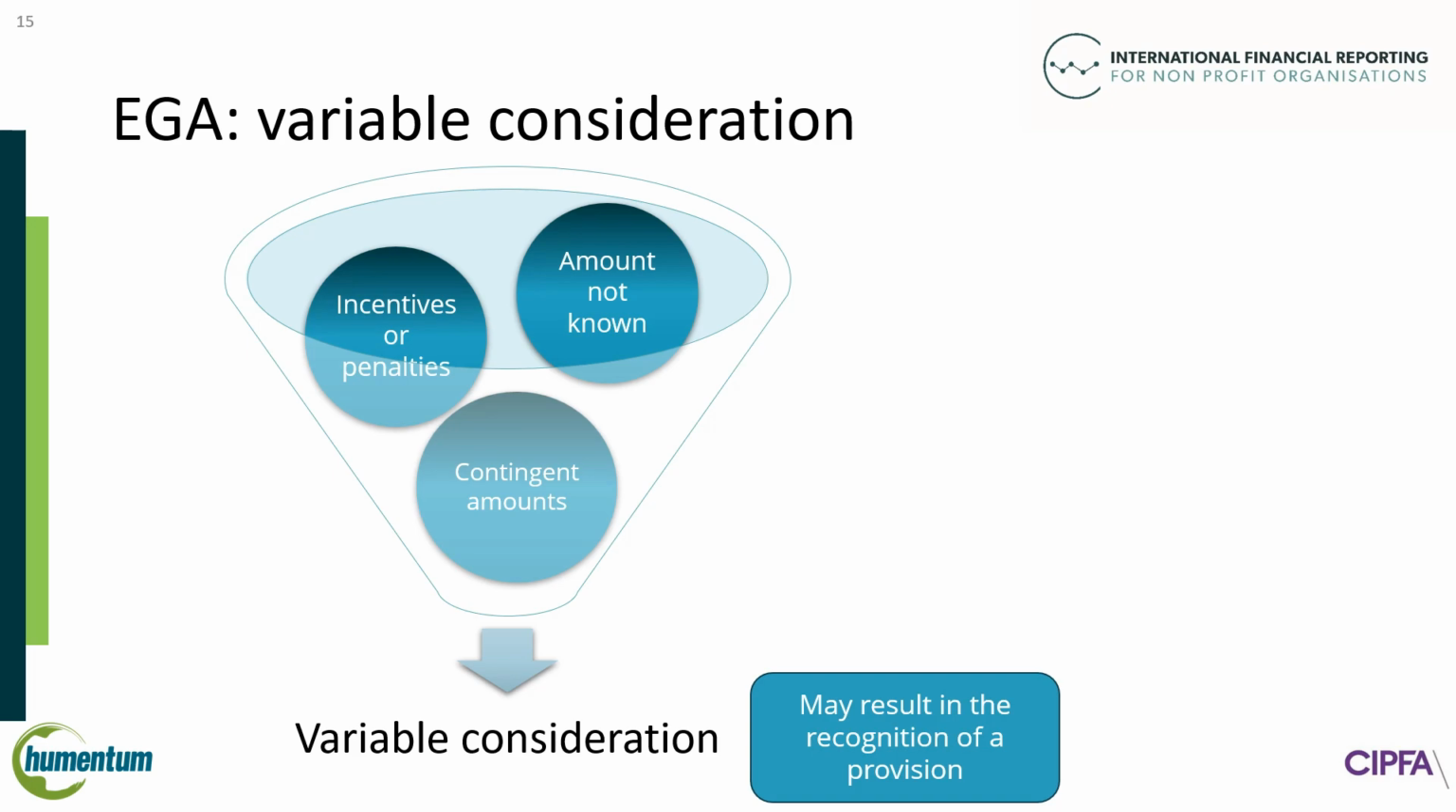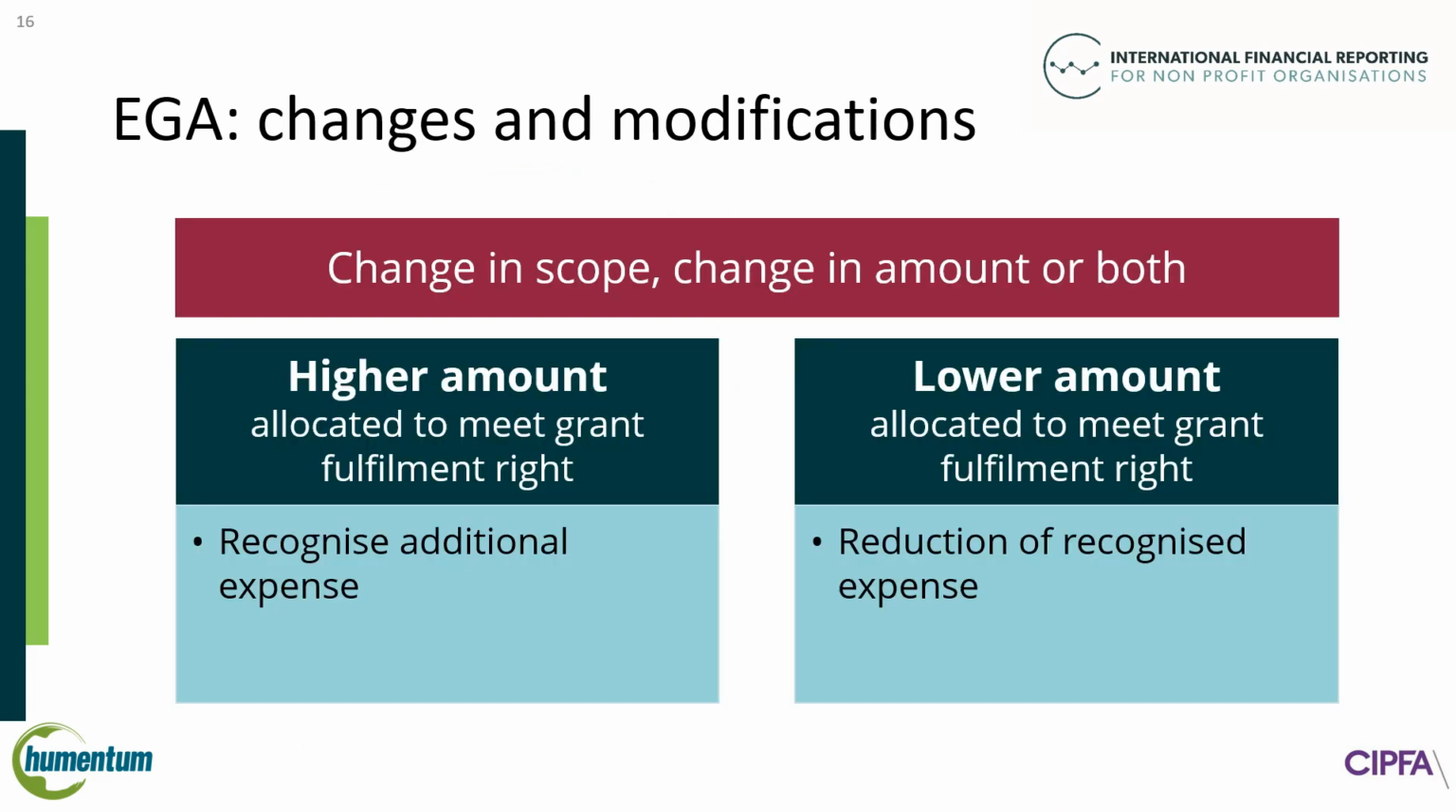The possibility of different amounts being payable is known as variable consideration. Variable consideration in an EGA means that the grant-providing NPO may have a liability of uncertain timing or amount that meets the definition of a provision. Where a grant-providing NPO has concluded that it has a present obligation to make a payment, it will need to estimate an amount of variable consideration. Making the estimate will most likely require defined information from the grant recipient.